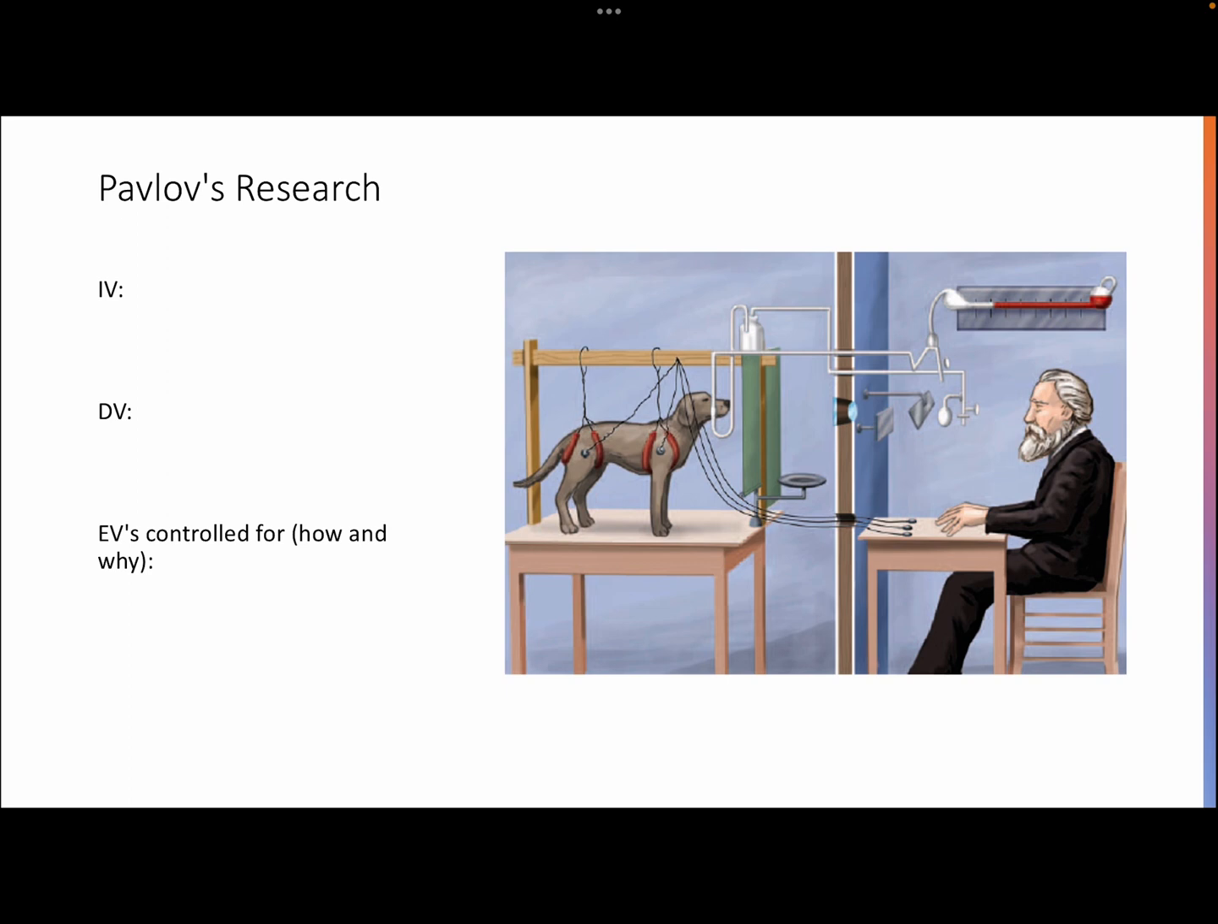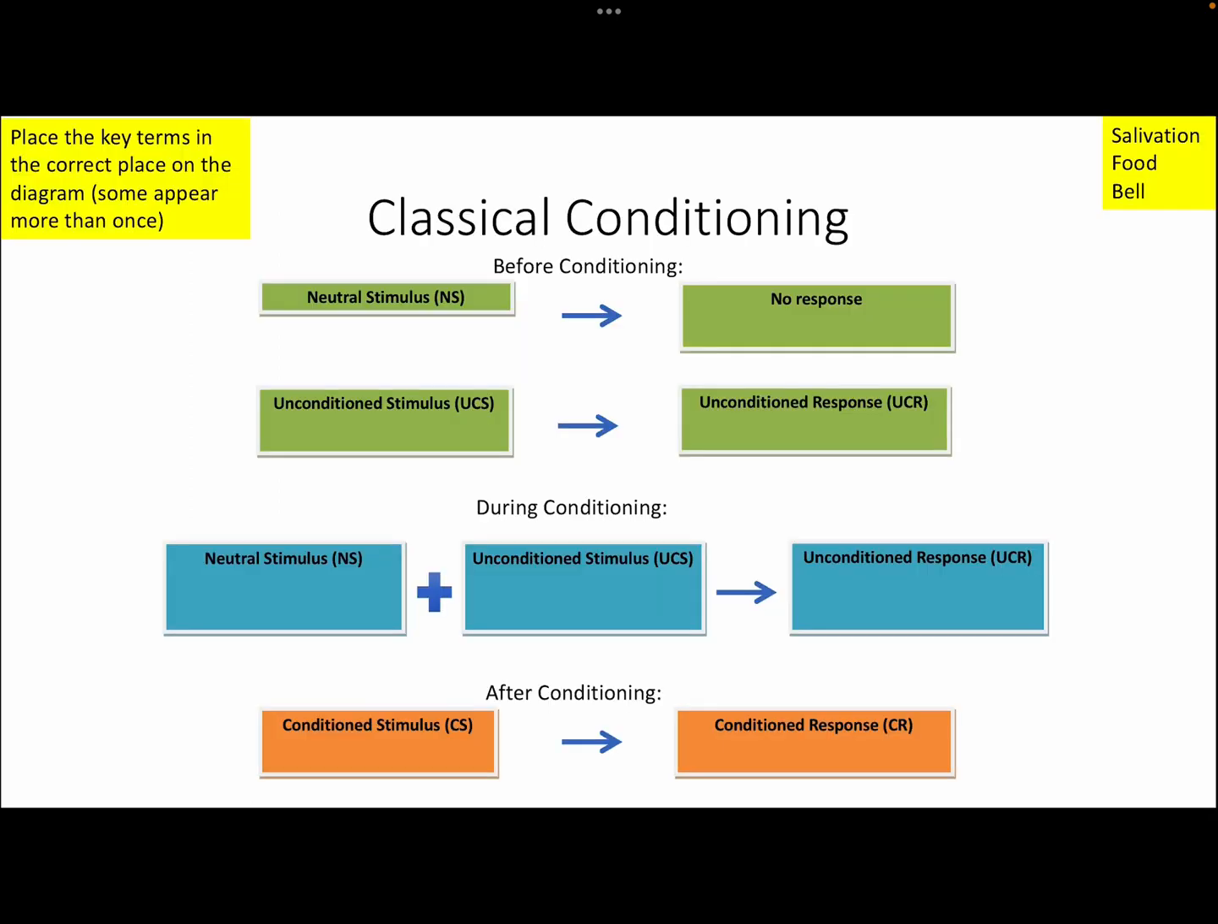So we can have a look at his apparatus, his setup here, and here you can actually identify a number of these controls. I'd then like you to use these terms and place them in the correct place in the diagram. So what is the neutral stimulus, the unconditioned stimulus, and the conditioned stimulus, and likewise the unconditioned and conditioned responses.